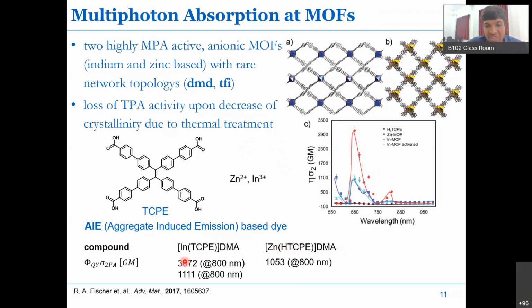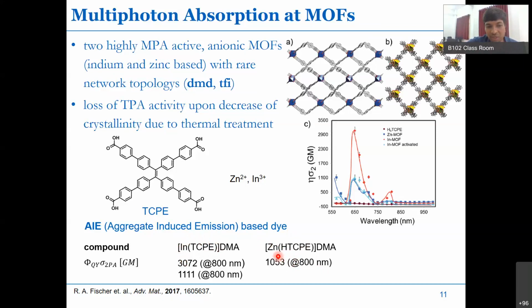Imagine, in the previous slide I discussed absorption cross section values of up to 7.2 Goeppert-Mayer. From there, we have obtained 3000 Goeppert-Mayer, which you can see is almost 3 orders higher. That is in the case of the indium MOF. Whereas if you come to the zinc, you get up to about 1000 Goeppert-Mayer.